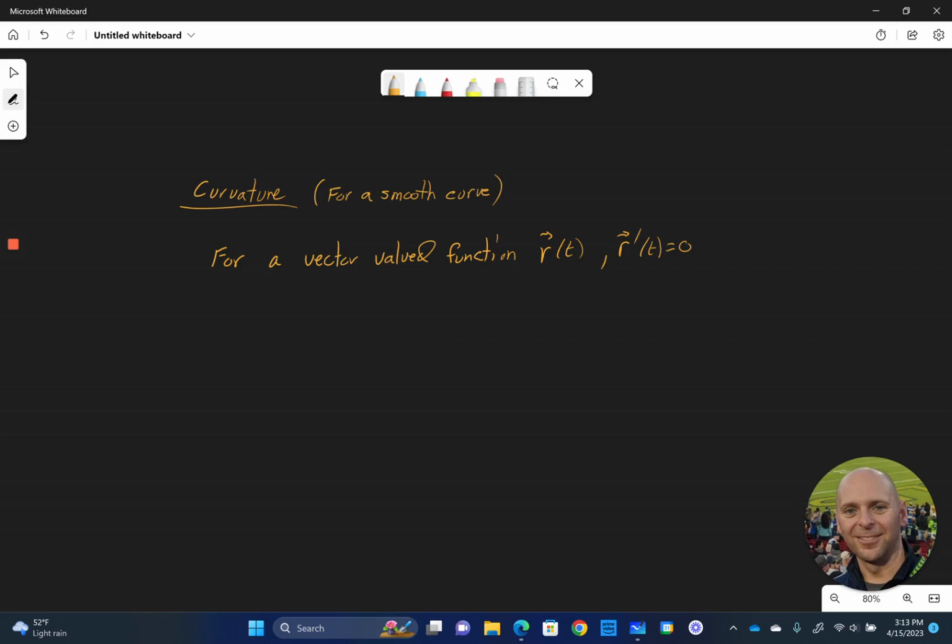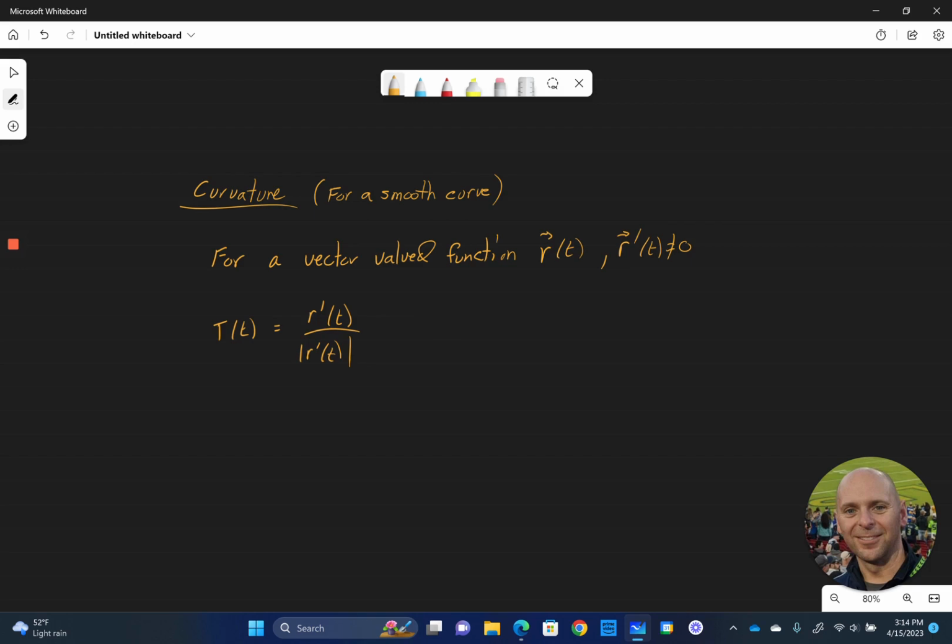We're going to take a look at the derivation of the formula for curvature for a vector valued function r of t. And we've got to note, of course, that r prime of t is going to be non-zero on this one. That's because we first want to recall that our unit tangent vector is r prime of t divided by the magnitude of r prime of t. And in order for this to be defined, that magnitude, of course, has to be non-zero.